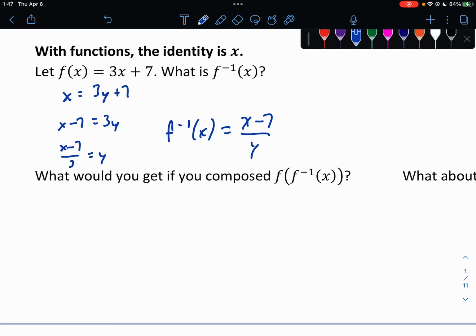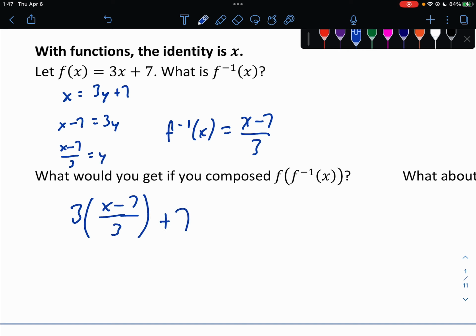So if we put f inverse in, what will we get back? So f of (x minus 7) over 3 equals that. The 3 over 3 would cancel. That'll leave me with x minus 7 plus 7, which is x.